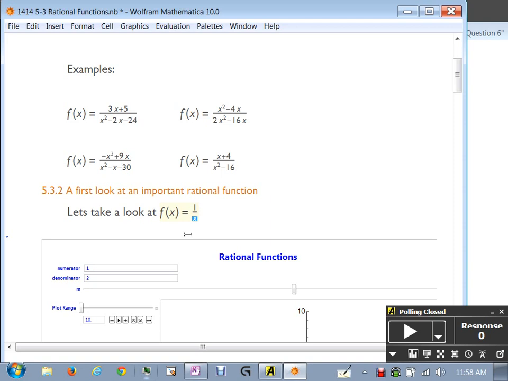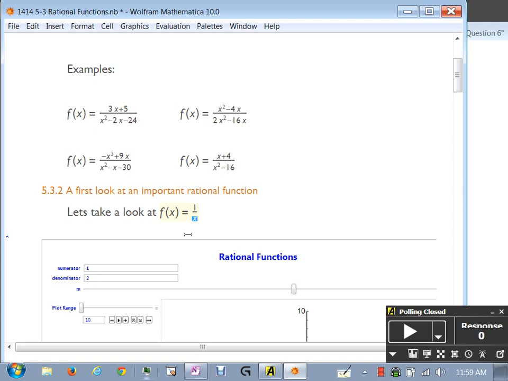Plug in 1,000, 1/1000th, right? Plug in 1,000,000,000, 1/1,000,000,000, tiny little number, right? But does it ever actually get to 0? No, it doesn't. Now let's go the other direction. What if you plug in -1? What's 1 over -1?